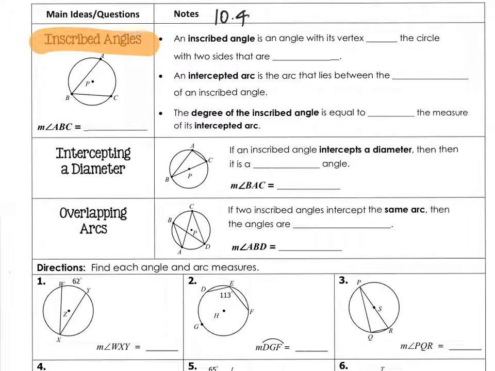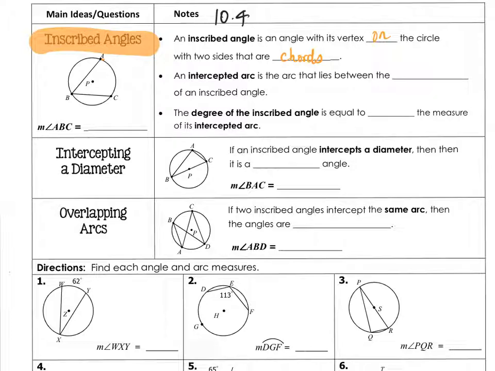Inscribed angles are those angles with its vertex right on the circle, with two sides that are chords. So if you look at the diagram on the left, ABC, AB and BC are two chords in the circle, and B, one of the vertices, is right on the circle. And an intercepted arc is the arc that lies between the endpoints.